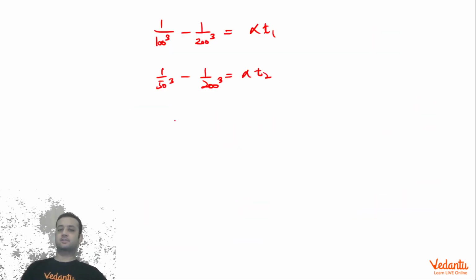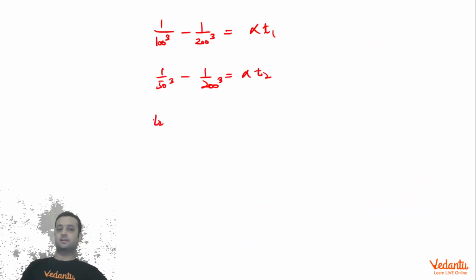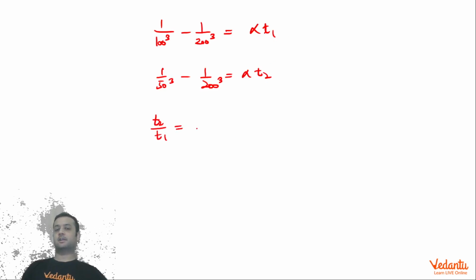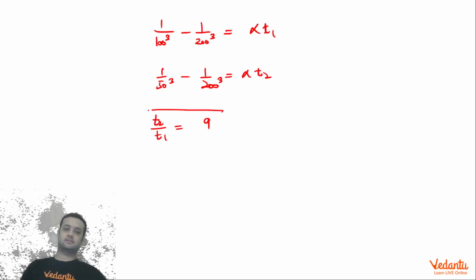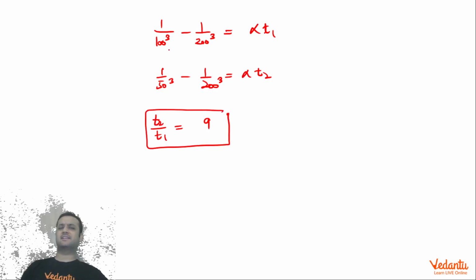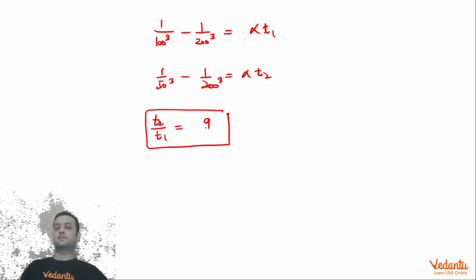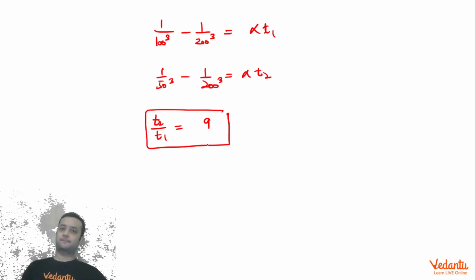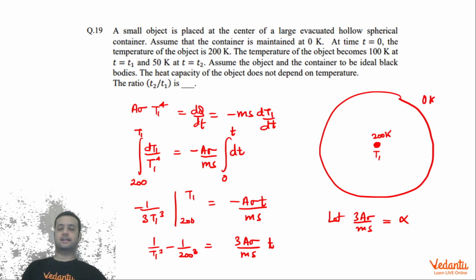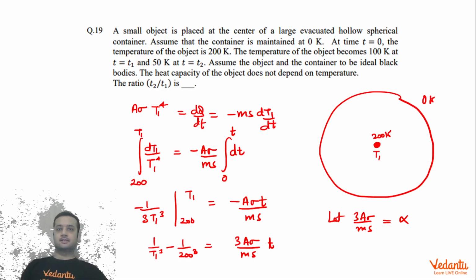So if you just divide equation 2 by equation 1, you will get t2 by t1. Okay, and it comes out to be 9. You can solve this. It's very easy to solve. 100 cube you can take common and it will get cancelled. So when you solve this, you get t2 by t1 as 9. So 9 should be the correct answer for this question. That's it. Thank you.